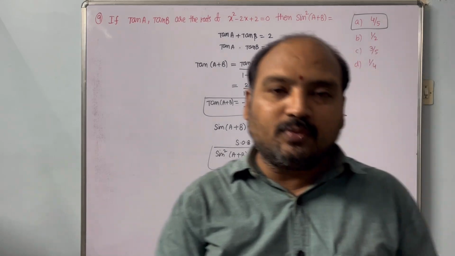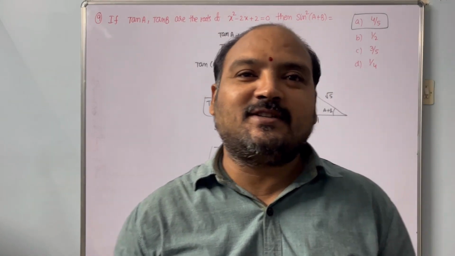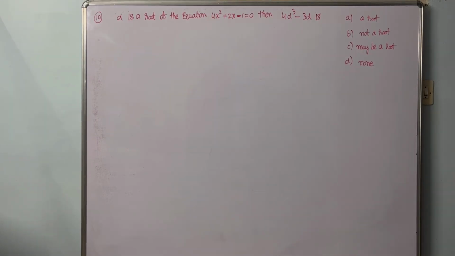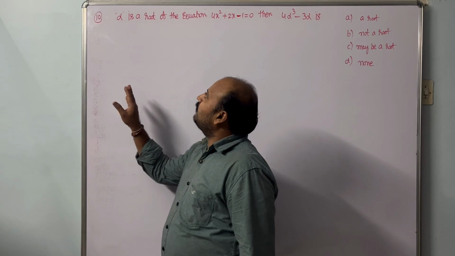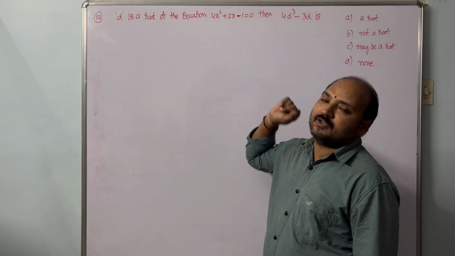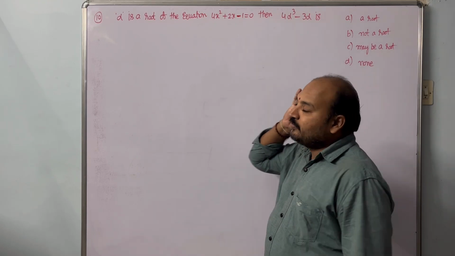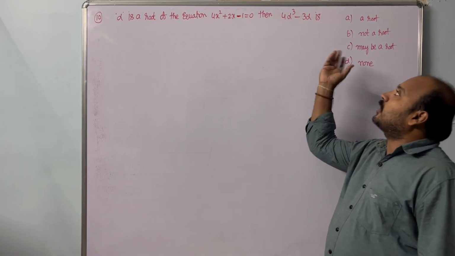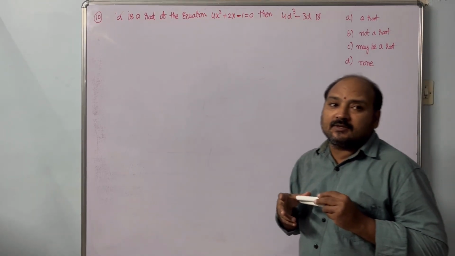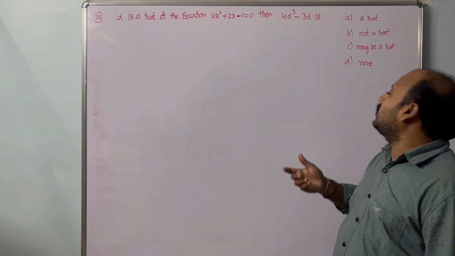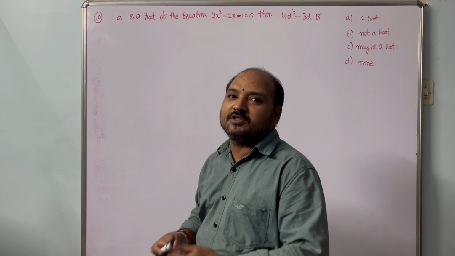We'll move on to the next question, and the last question in this class. So the next question: alpha is the root of this equation 4x square plus 3x minus 1 equal to 0, then 4 alpha cube minus 3 alpha is a root, not a root, maybe a root, or none. So these are the options provided.